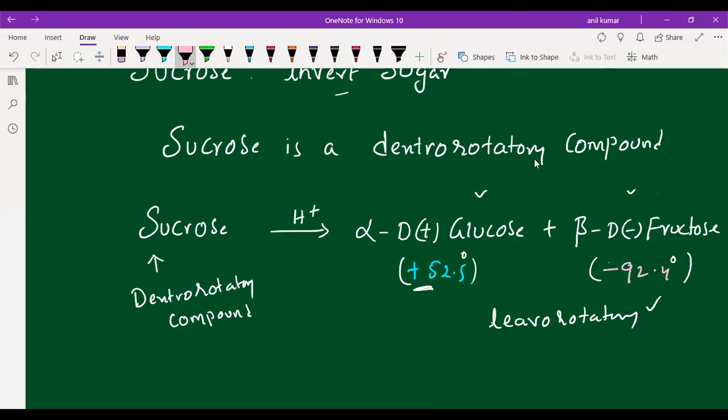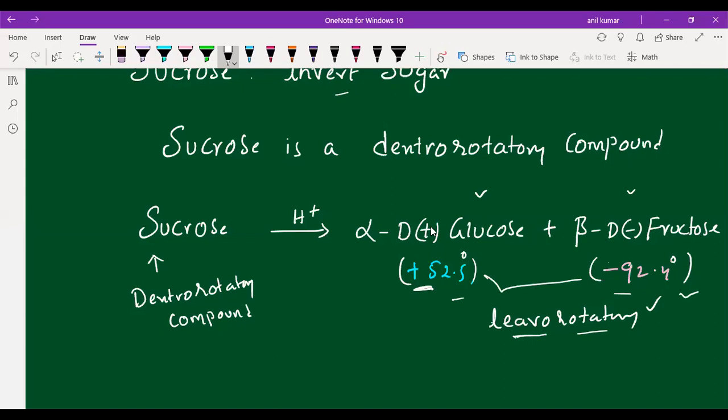And finally, if you compare these two angles, which angle is more, students? 52.5 degrees or 92.4 degrees? 92.4 degrees. That means overall the solution will have which behavior, students? It will have the levorotatory behavior. Okay, it has the levorotatory behavior. I hope you understood, students.